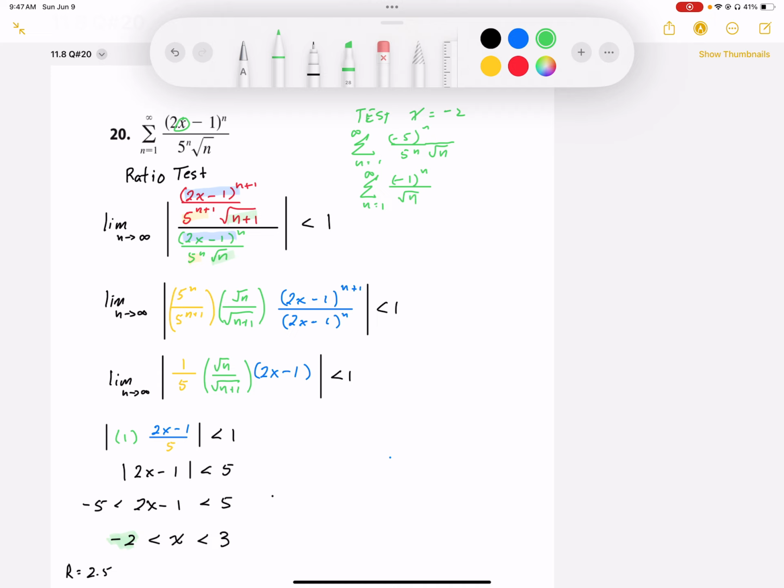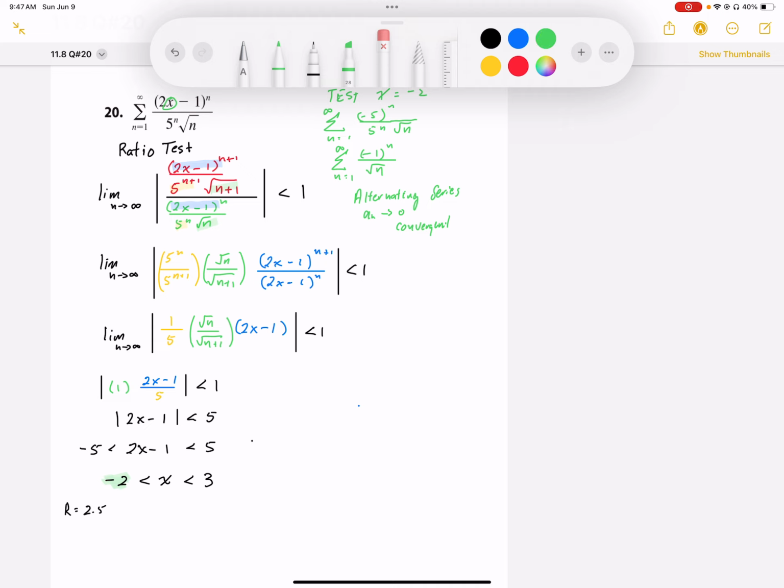over root n. And this is an alternating series, and by Leibniz theorem, this converges, as a_n approaches 0. Okay, so this is convergent. So our left edge, we're going to include the left edge as part of the interval. We'll go ahead and test the right edge.